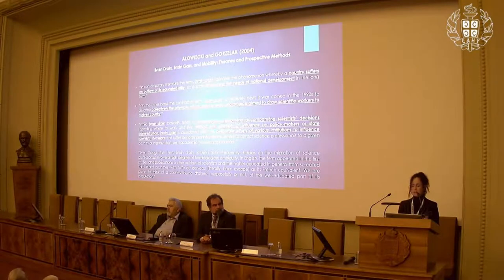I stressed some concerns about this paper. Let's see. The first one: a country suffers an outflow of its educational elite on a scale threatening the needs of national development in the long term. Brain gain, on the other hand, in contrastive terms. The first one is related to the brain drain aspect. The second one is related to the brain gain aspect.